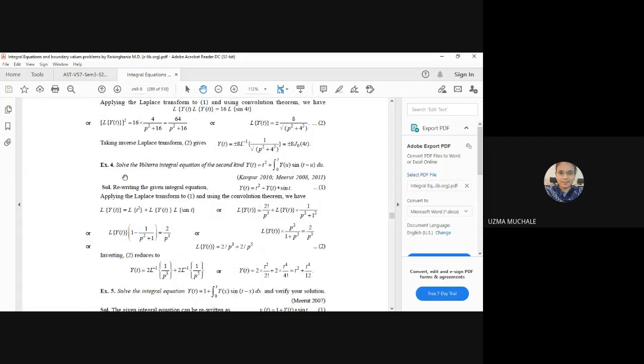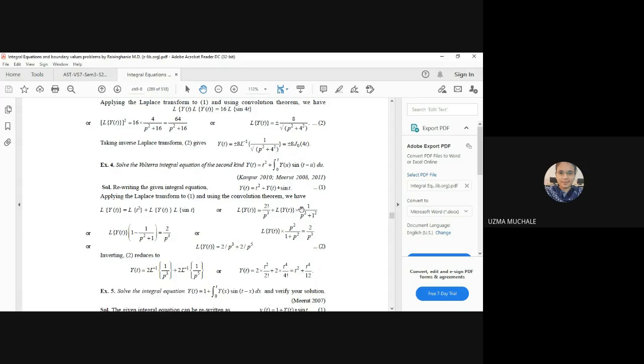Here you can see again: solve the Volterra integral equation of the second kind. So y of t is equal to t square plus the integration from 0 to t of y of u sine of t minus u du. Now it is given in terms of another variable u. So don't consider u; simply write the equation in terms of the convolution type of kernel. Whatever integration you have, that part you have to write in the form f star g. After that, apply the Laplace transform. Again use the formulas of the Laplace transform: the Laplace transform of t square and the Laplace transform of sine of t.